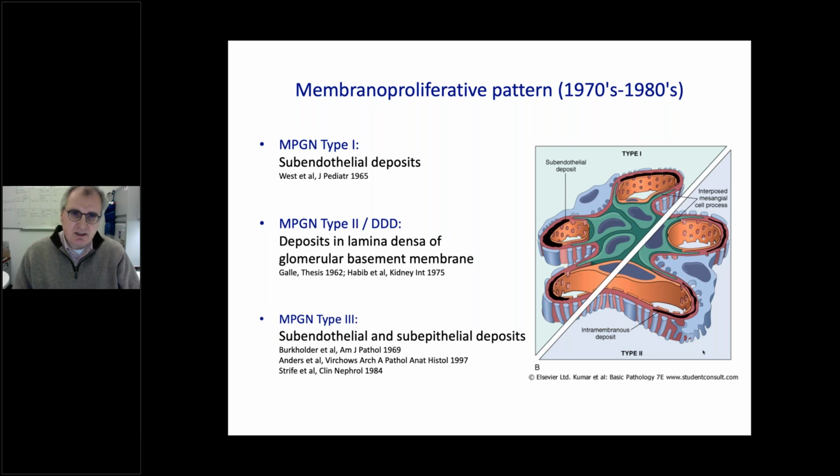Subsequently, again, further subtypes were defined depending on where those dense deposits on electron microscopy were identified. The type 1 when it was in the subendothelial space, the type 2 when it was in the intramembranous space, and the type 3 when it was on both sides of the basement membrane.